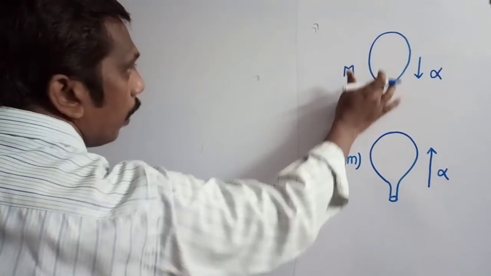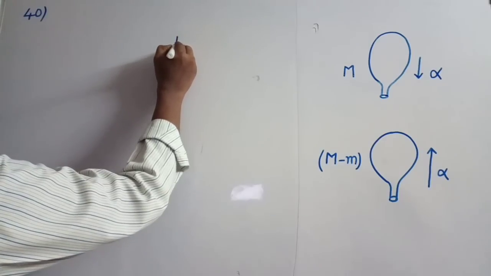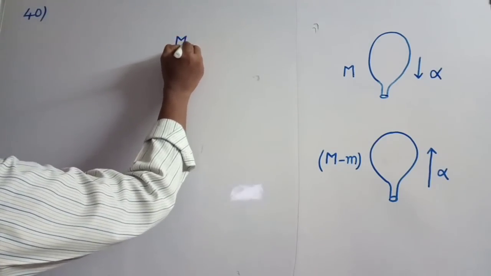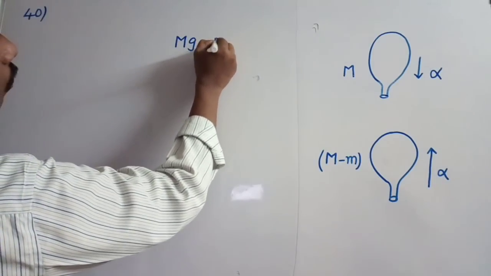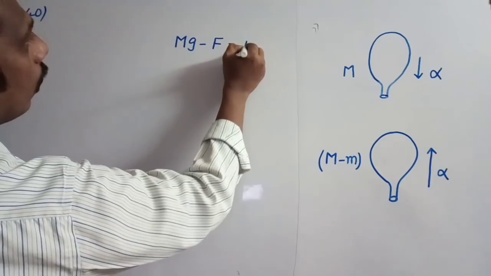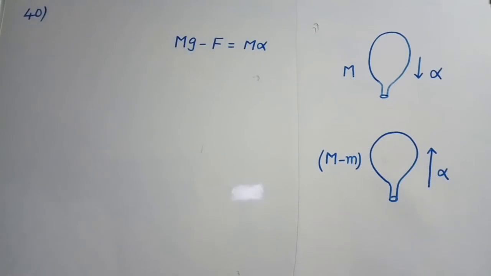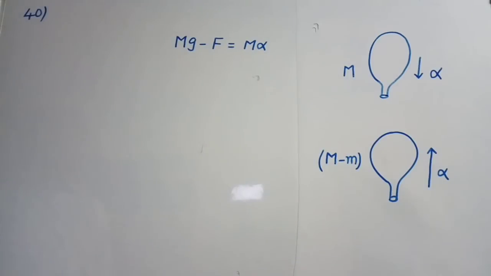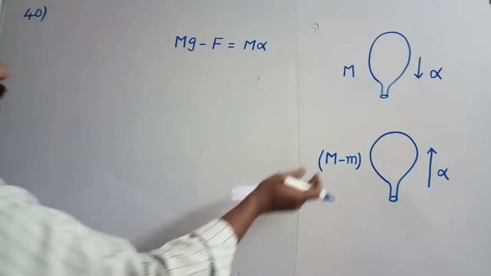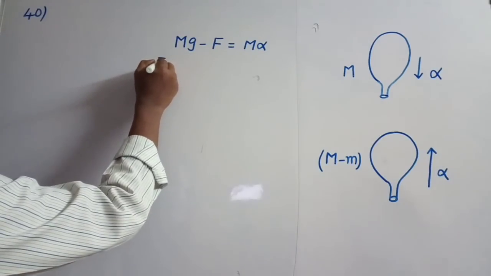In this case, the balloon is moving downward. That means the weight is greater than the upward force. So the weight is taken as Mg and the upward force is taken as F, and the net force Mg minus F is equal to mass into acceleration alpha. From this balloon, we remove small m mass, then its mass is equal to capital M minus small m. It is going upward, meaning the upward force is greater than its weight.